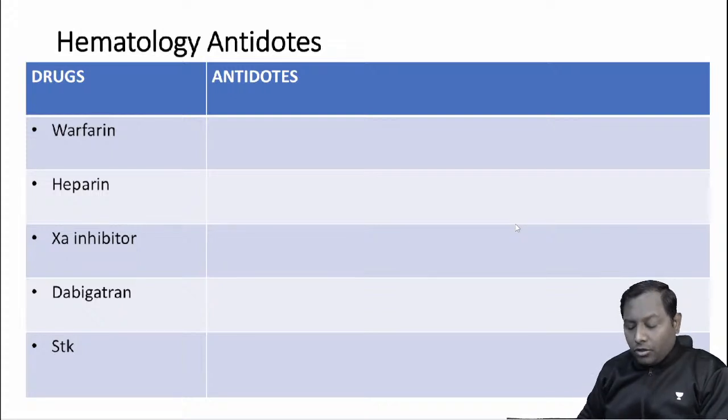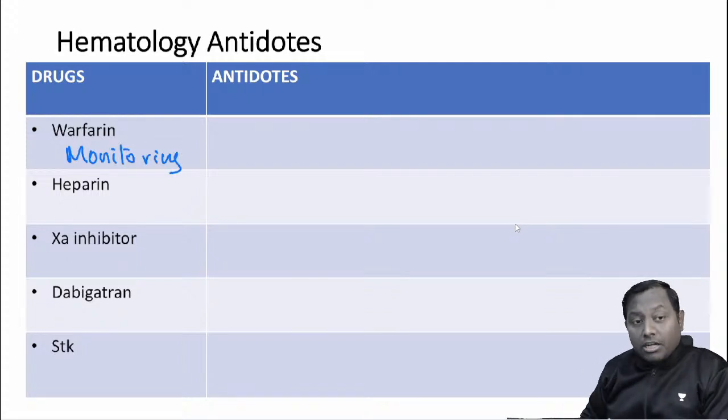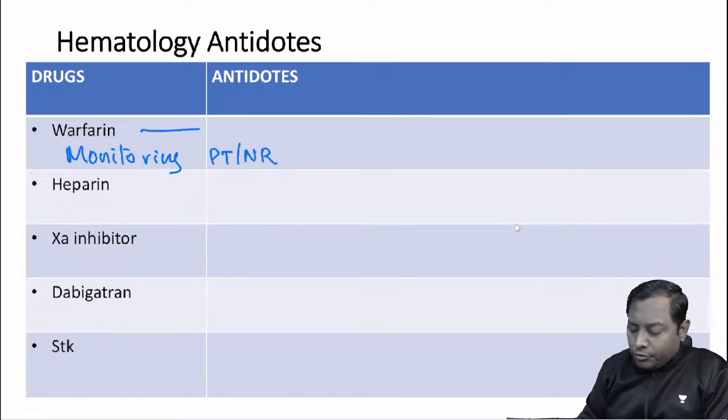Whenever there is warfarin toxicity, we all know that for warfarin we'll be doing the monitoring of the extrinsic factor, and for the monitoring what will you use? I think I have already given you the mnemonic that war is done from external forces, and for that we'll need physical training at the international level. So warfarin monitoring will be done by what? PT-INR. And what antidote of choice can we use? We can use vitamin K1.